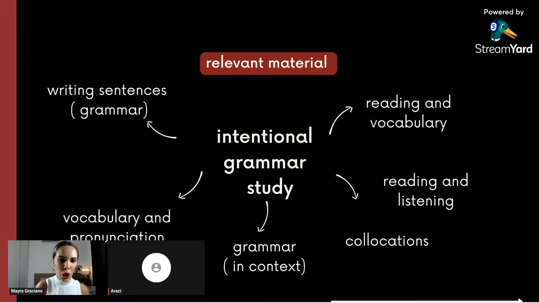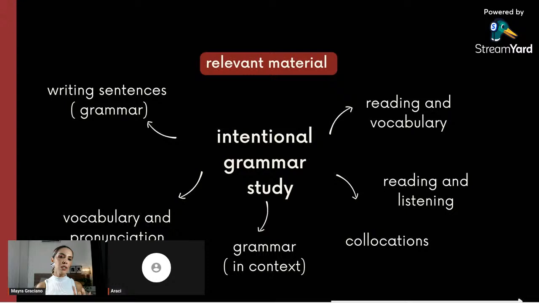Good, good. Okay. And look, relevant material, as I just showed you, is essential, okay? If you want to study grammar intentionally, it's very important that you know how to choose relevant material. And then on this grammar study, as I showed you on this website a few minutes ago, how can you study grammar? Look, intentional grammar study.